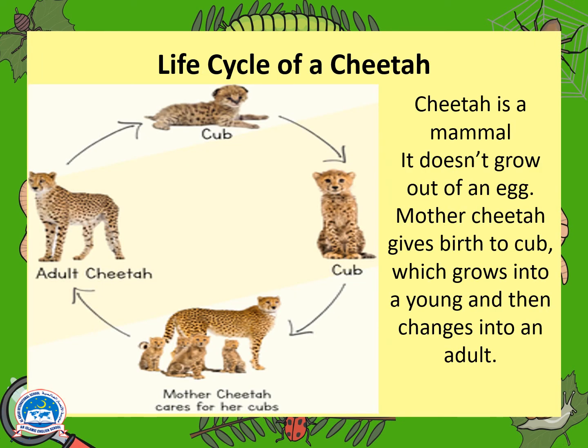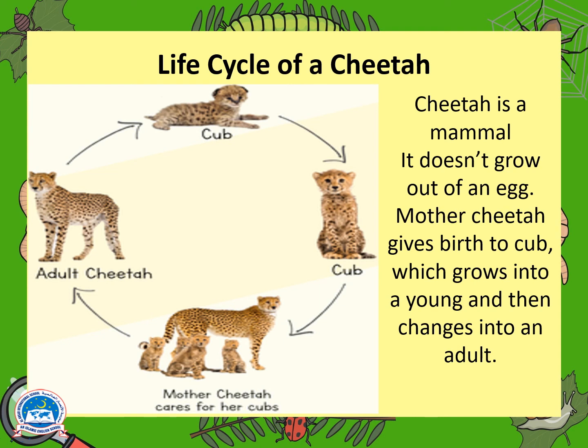Let's have a look at the life cycle of a cheetah. Cheetah is a mammal. Mammals are those animals that are not grown out of eggs. They are born out of their mothers. The mummy of the mammals, for example, the cheetah mom, gives birth to the cub. Cub is the baby of a cheetah.